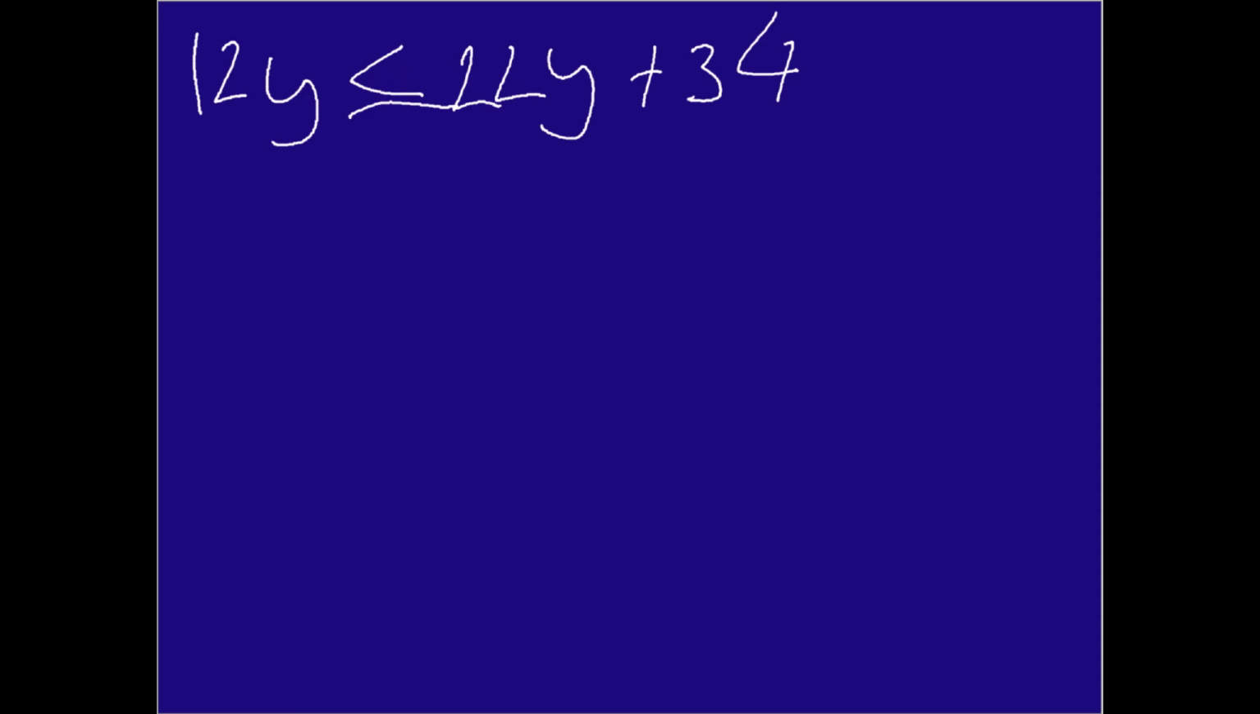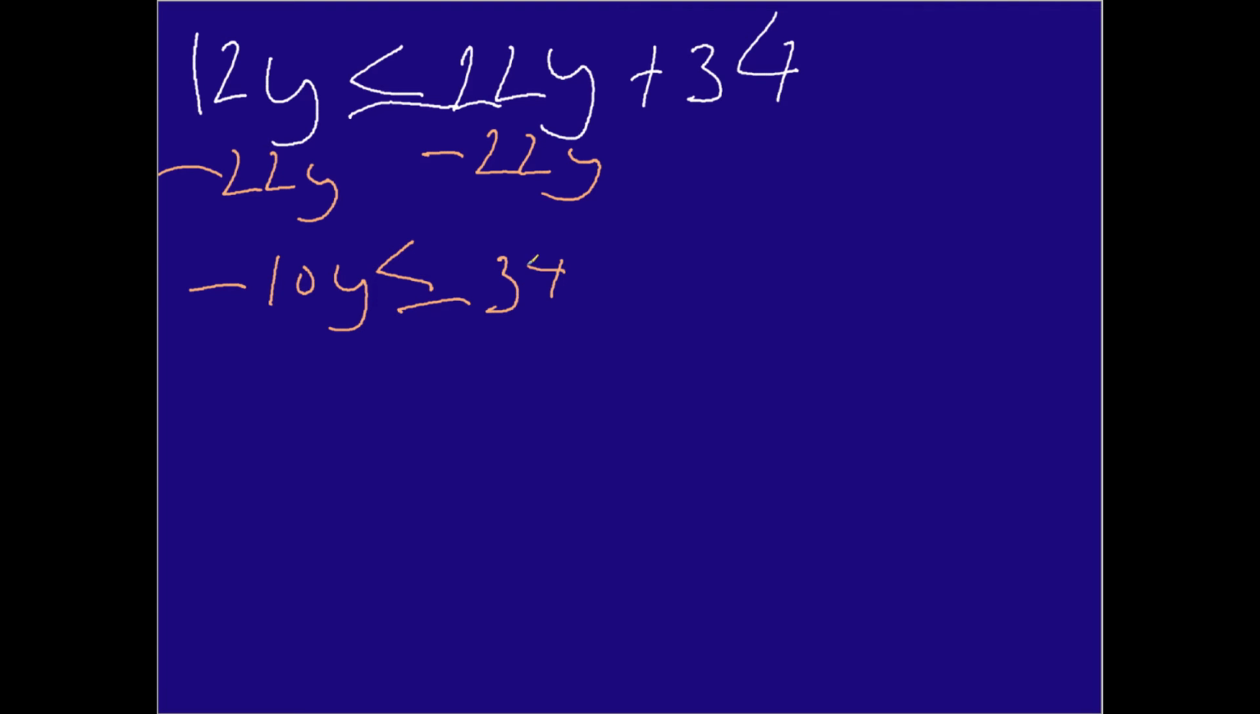So here I have 12y is less than or equal to 22y plus 34. This is my equation. The first thing I want to do in this situation is subtract 22y from both sides. By doing that, I'm able to isolate my positive 34. And so now I have negative 10y is less than or equal to 34.